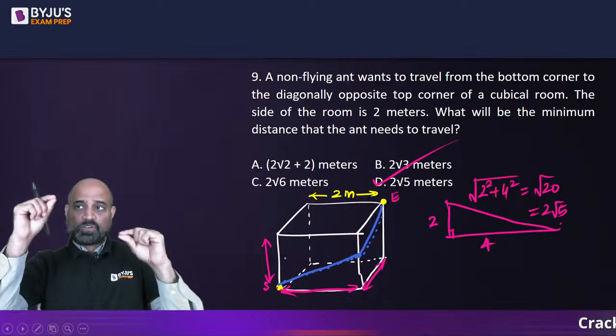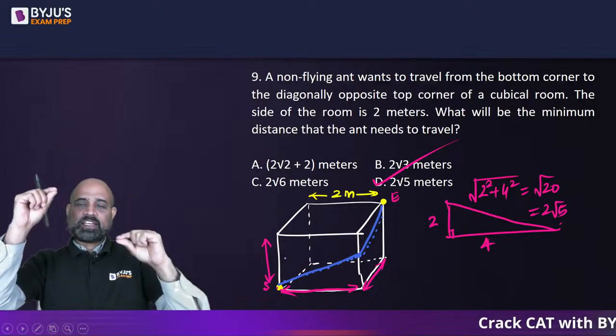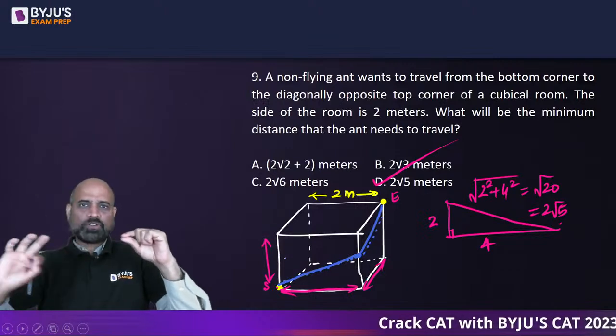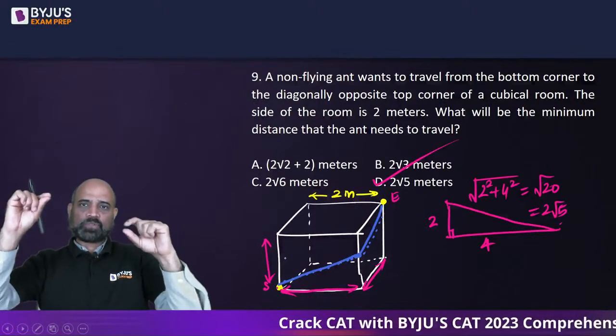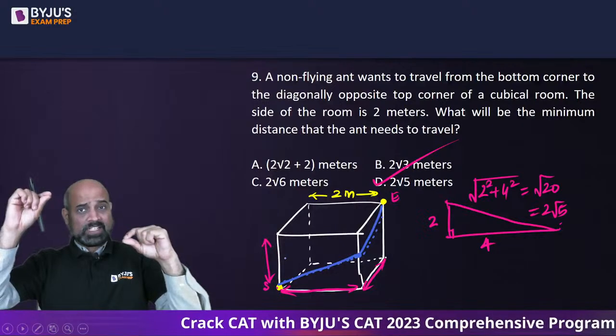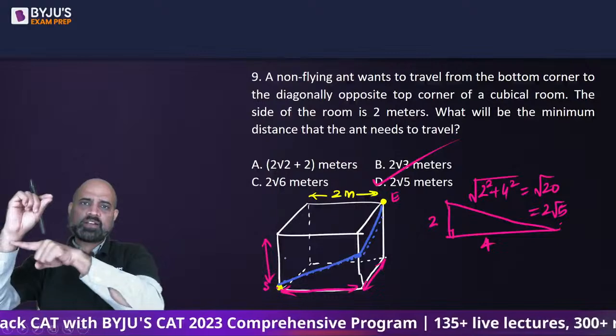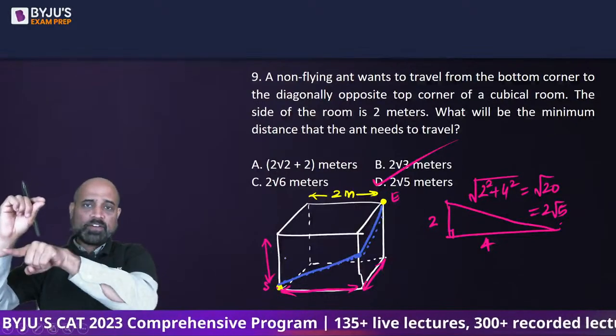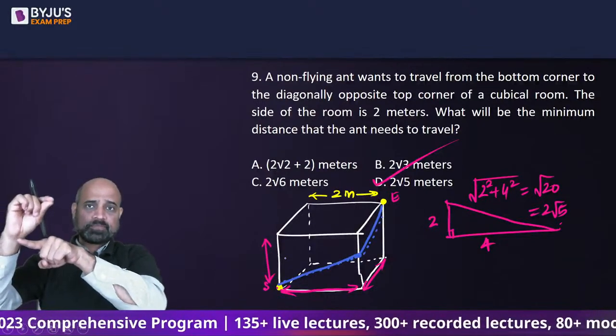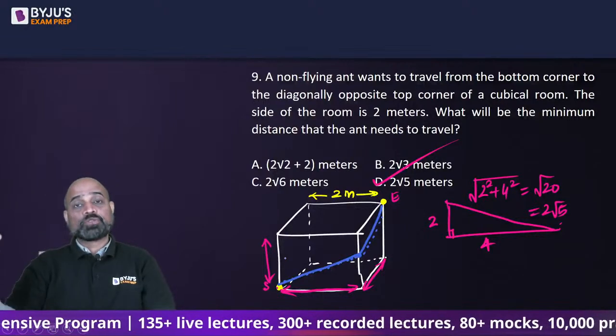So S and E are vertically, don't look diagonally or horizontally. S and E vertically, how far are they? One edge, that is 2 meters. And horizontally along the edge, how far are they? So this is 2 and then we have another 2 inside, right? So that is 2 plus 2, 4.